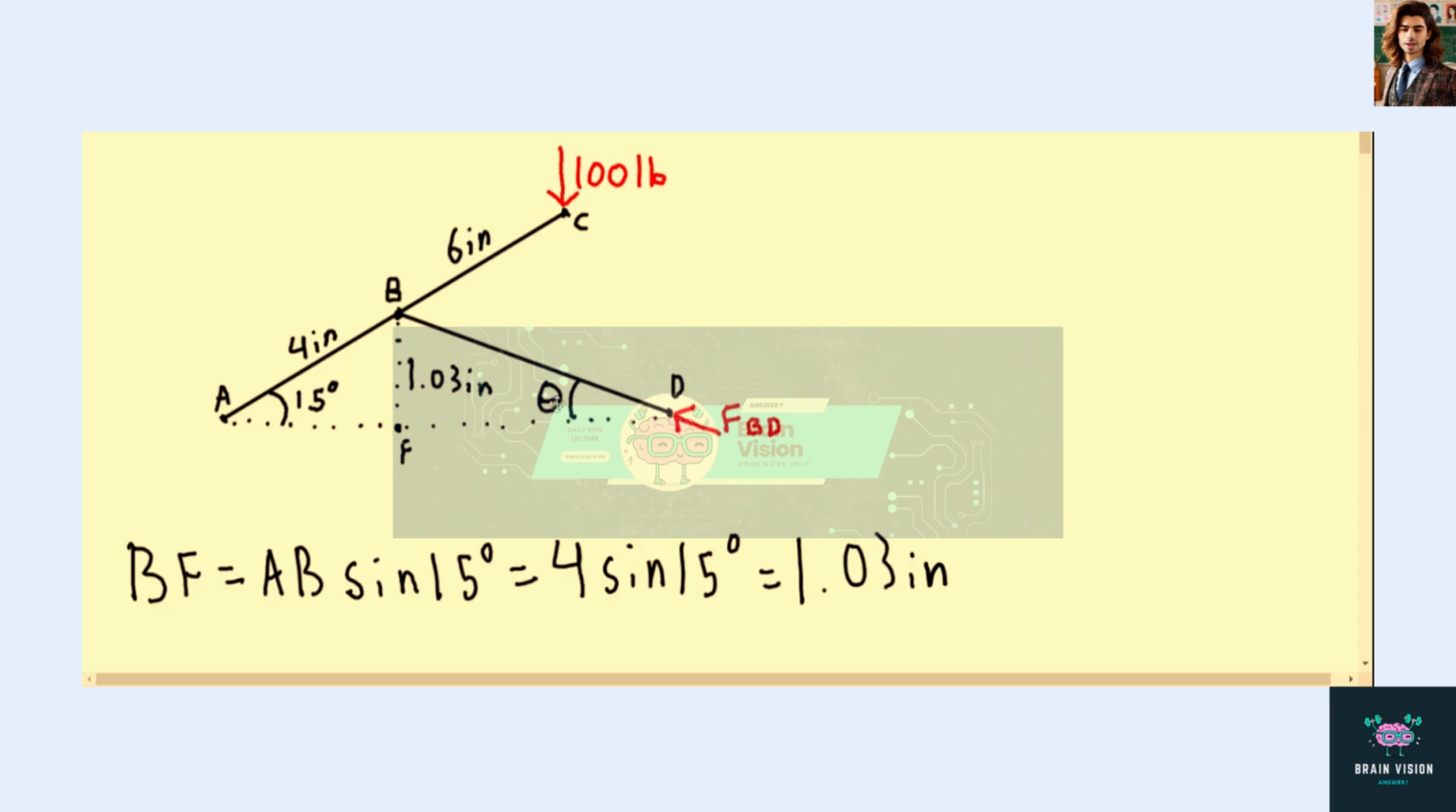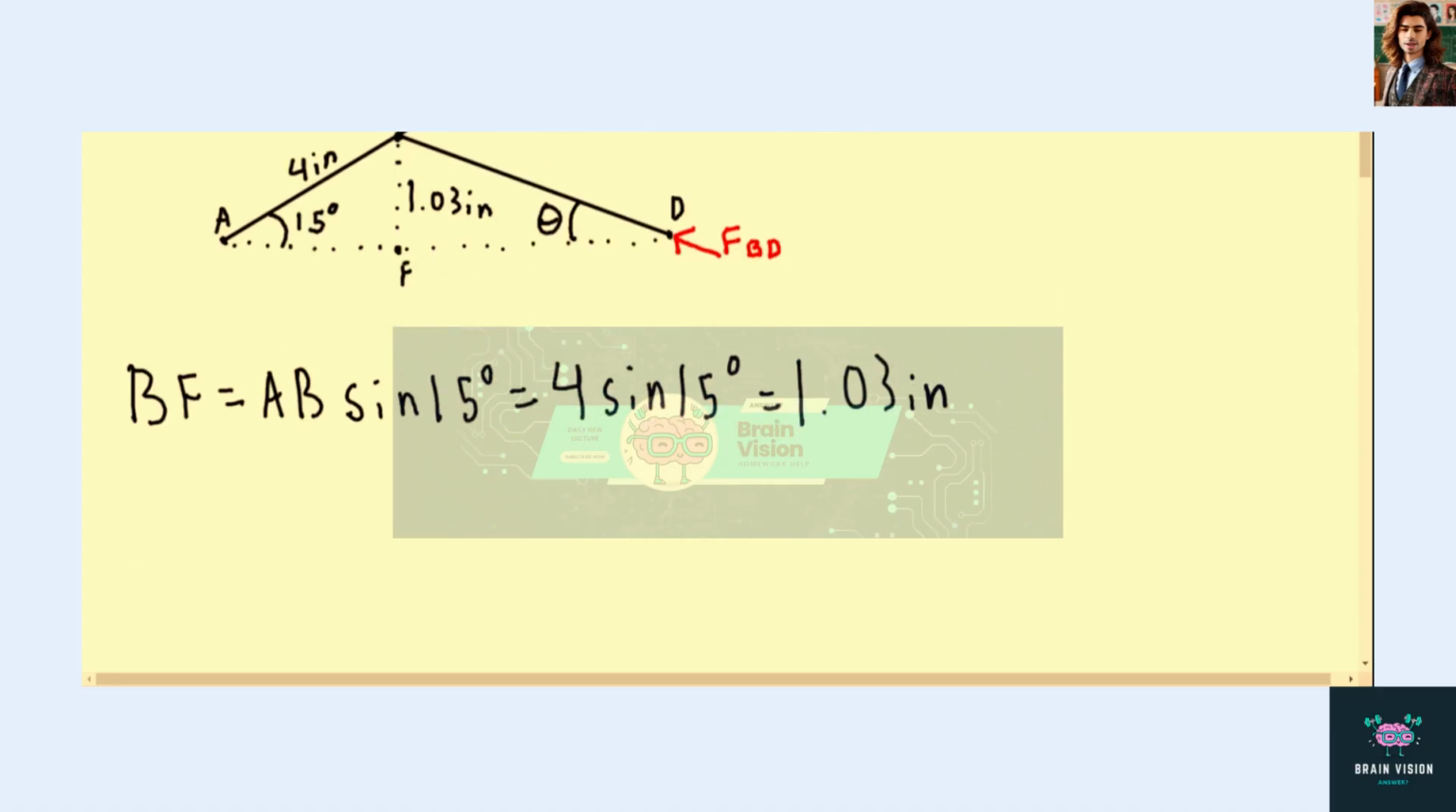Okay, next we're going to find this angle theta. To find theta, you can write out the following equation. Theta is equal to the sine inverse of 1.03 divided by 6. And that will give us an angle theta of 9.9 degrees.